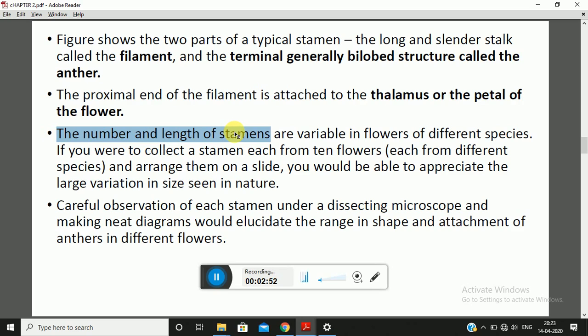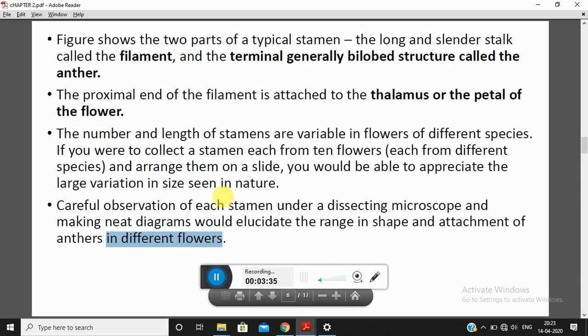As you can see that there are a wide variety of flowers. In those flowers, the length of the stamen and the number of the stamen also differs to a great extent. Now if you try to collect stamens from 10 different flowers, in each of them you can see that there is a wide difference in their size, in their length, as well as in their numbers also. So on careful observation of stamen under a microscope, we can see a neat diagram on the basis of which we can elucidate there are different kinds of shape and attachment of anther in different flowers.